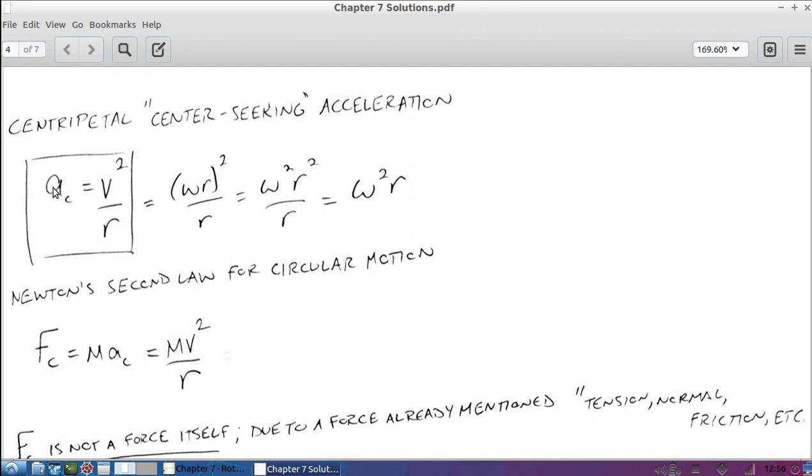I can also write this in terms of angular velocity. If I substitute omega r in for v, square both of those terms, one r goes away, my centripetal acceleration can also be found by omega squared times r. So these are very useful equations right here. V squared over r and omega squared r. Okay.